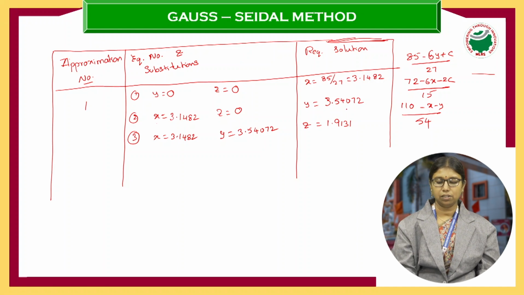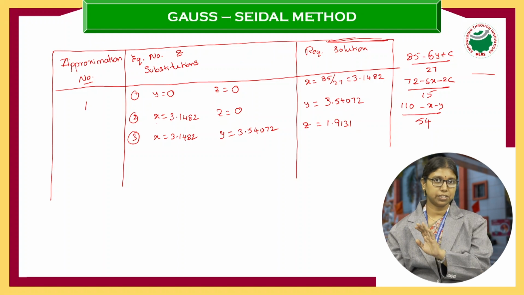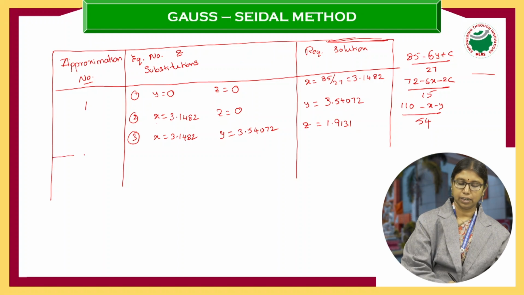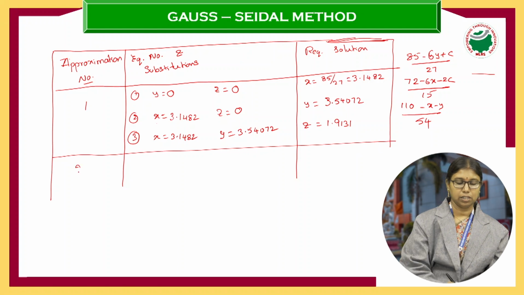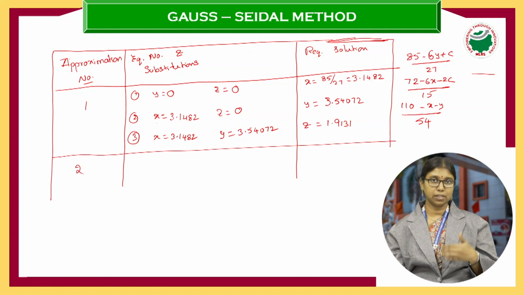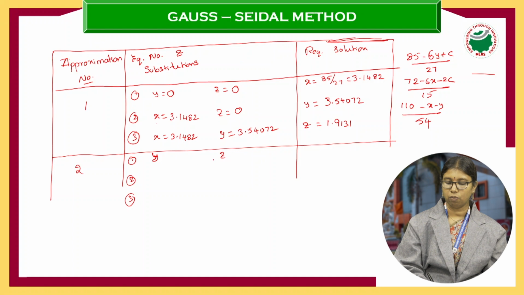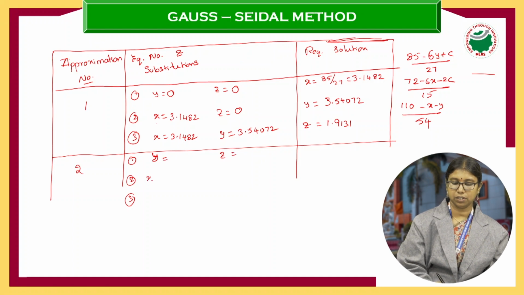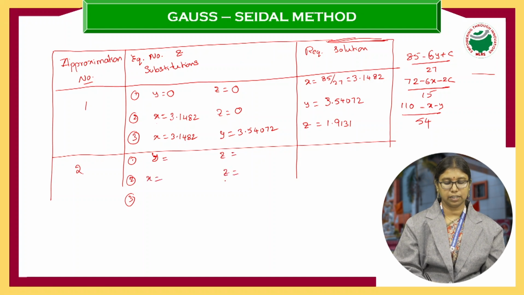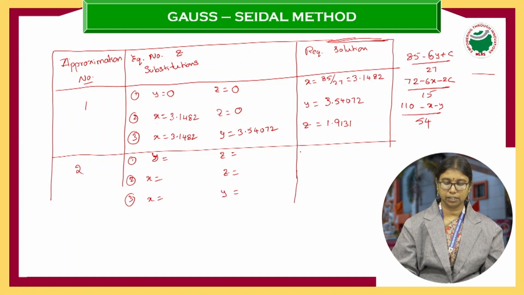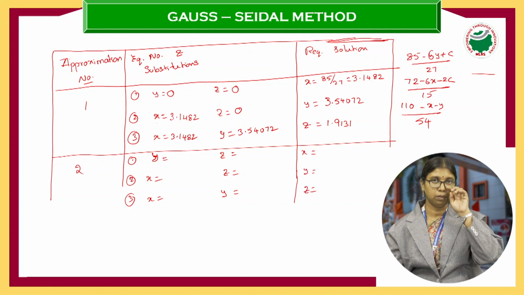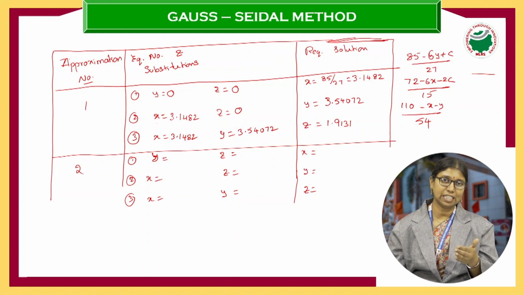See, initially we started the solution with 0. Now we got some values for x, y, z. So your first approximation is completed. Then again you do the next approximation. The approximations are common. You have to apply the same procedure. That means you have to take 3 equations. For the first equation, the substitutions are for y and z. For the second equation, the substitutions are for x and z. For the third equation, the substitutions are for x and y. Then you will get the values of x, y and z. This is fixed, but the values which you are substituting are different.